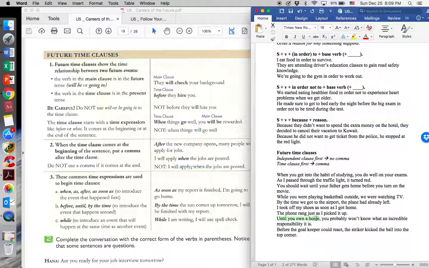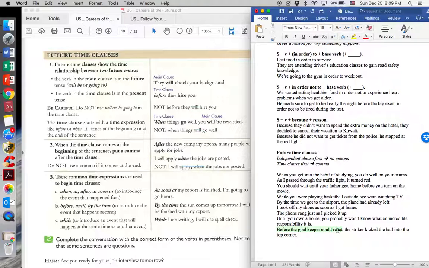Until you own a home, right? Until is our time reference, and so you own a home is then followed by a comma because it's our time clause. You probably won't know what an incredible responsibility it is. This could be a full sentence, but since we have our time clause, we put a comma and then put them together as one sentence.